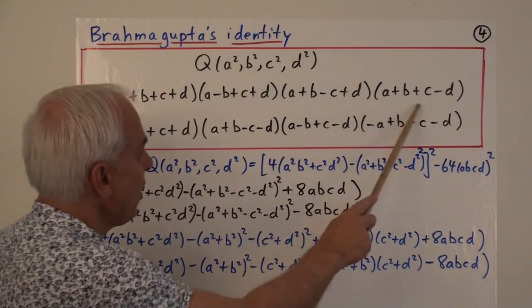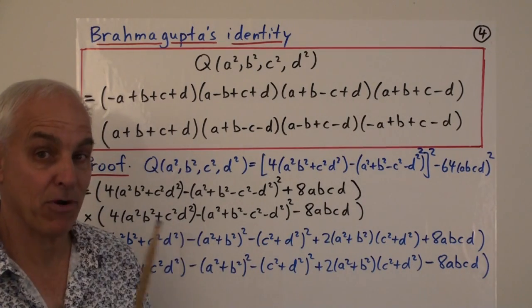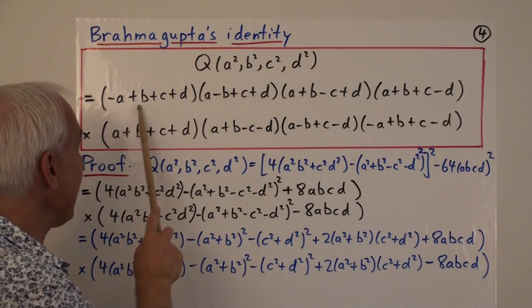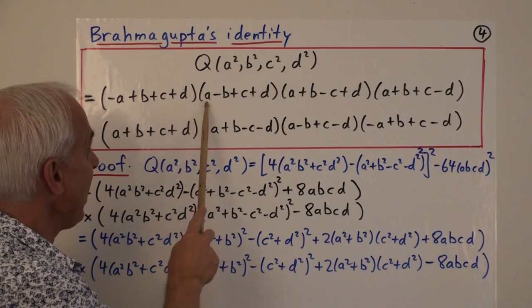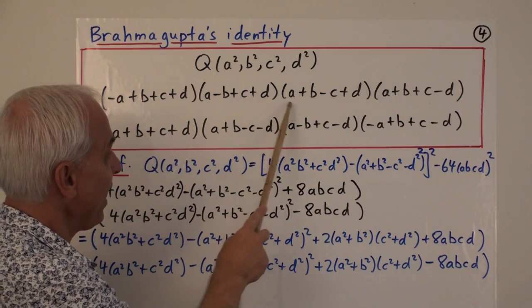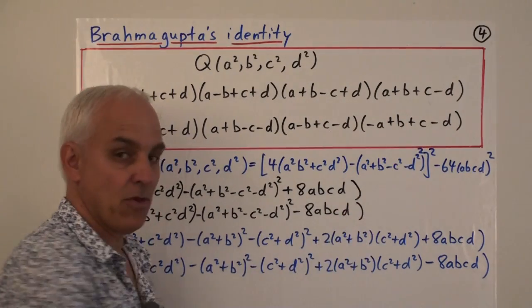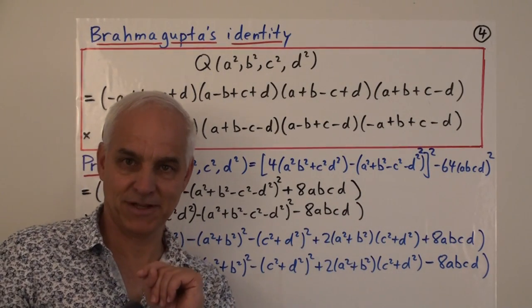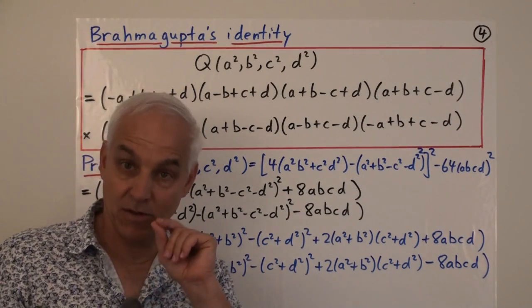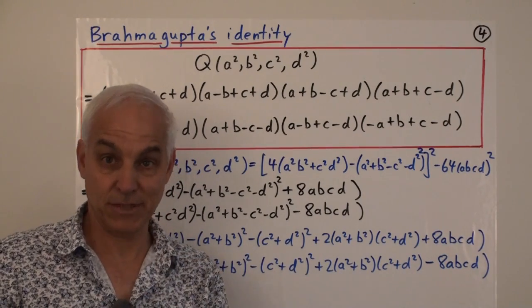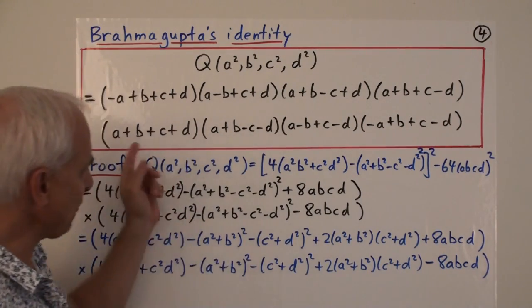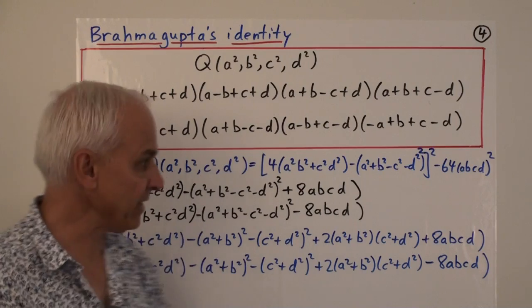The first 4 are familiar, in fact, from Brahmagupta's formula. There's minus a plus b plus c plus d, a minus b plus c plus d, a plus b minus c plus d, and a plus b plus c minus d. Those are exactly the 4 terms that appeared in Brahmagupta's formula. So that's good. What about these other 4 terms? What are they? Let's have a look.